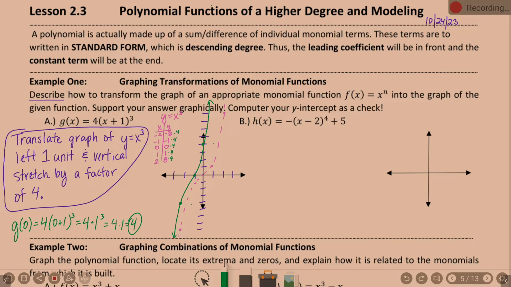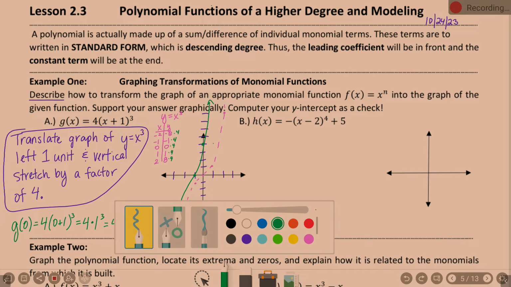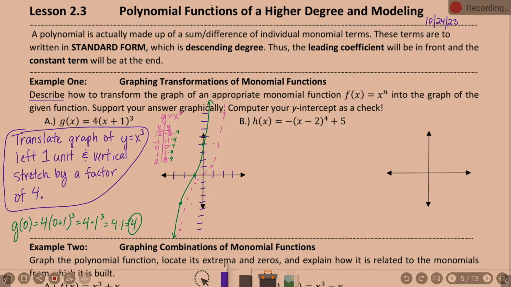Okay, let's try B. What are the transformations you see happening here? Let's describe them. Okay, reflected across the x-axis because there is a negative out front of the whole equation. What else? Up 5 because there's a plus 5 at the end. Right 2 because there's a minus 2 in the parentheses. And all of this is being done to what main equation? X to the 4th, yes?